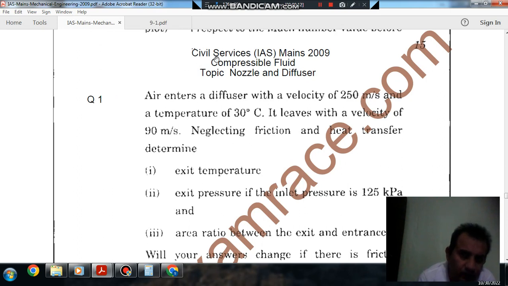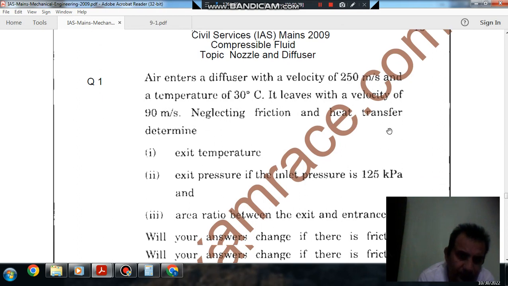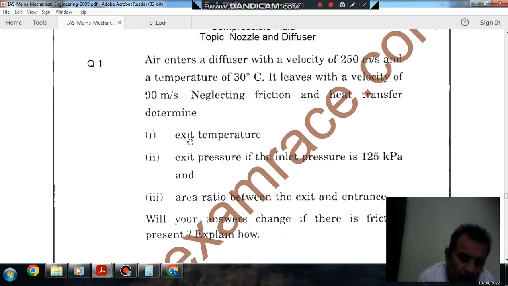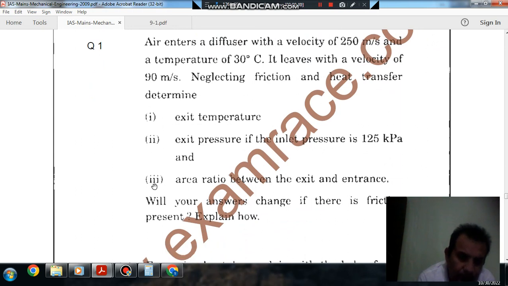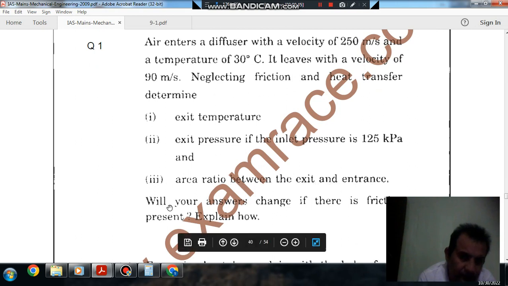Question number one from Civil Services Main 2009: air enters a diffuser with a velocity of 250 meters per second and a temperature of 30 degrees Celsius. It leaves with a velocity of 90 meters per second. Neglecting friction and heat transfer, determine: 1, exit temperature; 2, exit pressure if the inlet pressure is 125 kPa; 3, area ratio between the exit and entry. Will your answers change if there is friction present? Explain how.